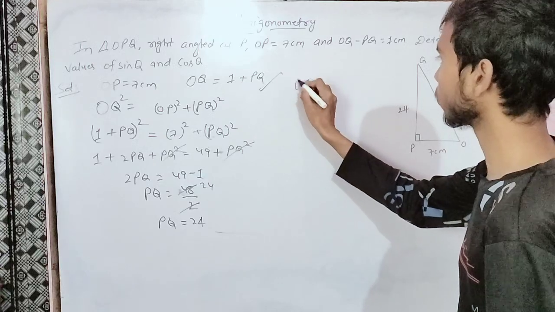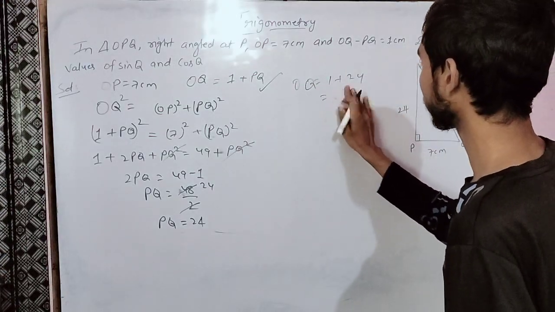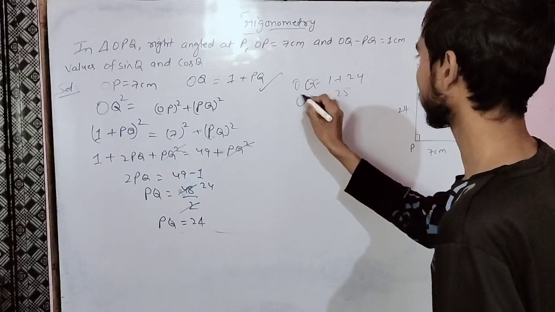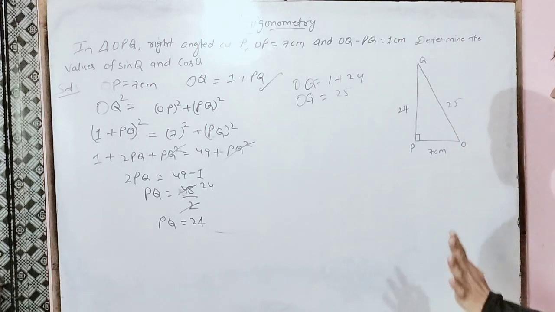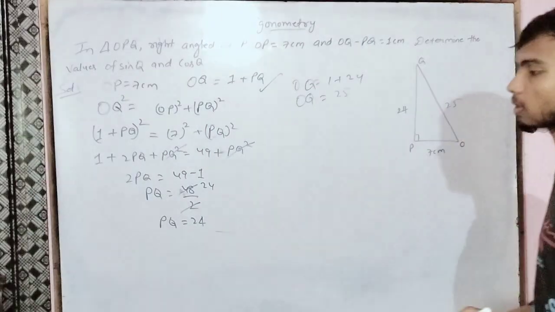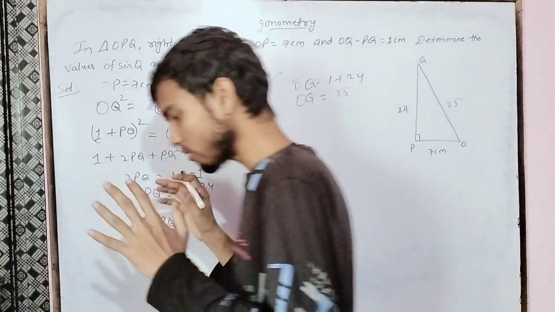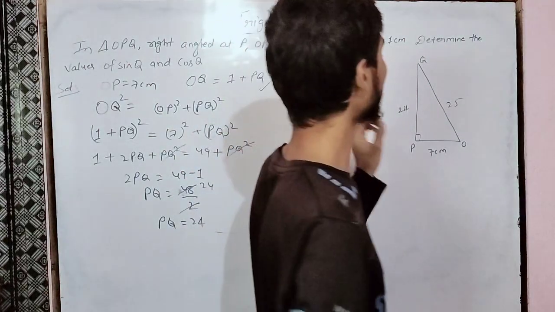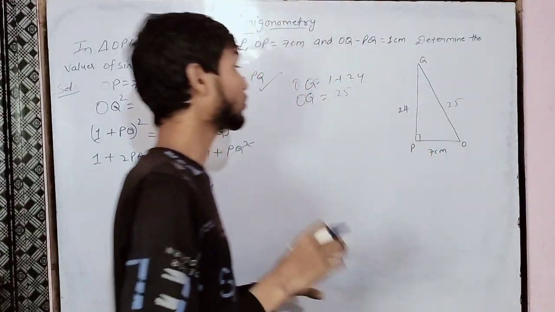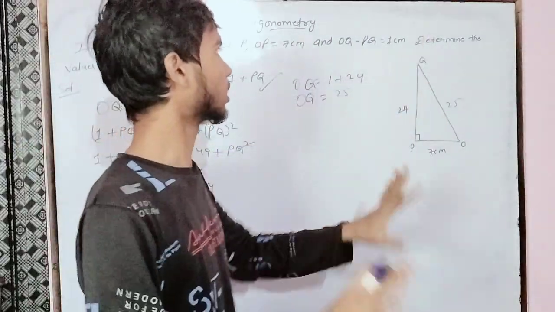Now from this, we will substitute the value of PQ, then we will get OQ. So OQ is 1 plus 24, so of course 25. This is 25. Clear? Now we have the measure of all sides of this given triangle. Till here we are done.